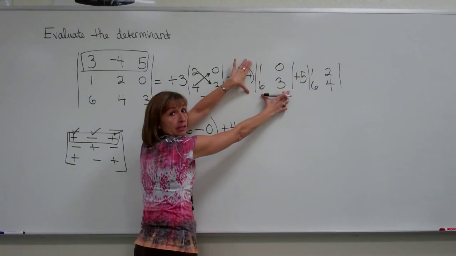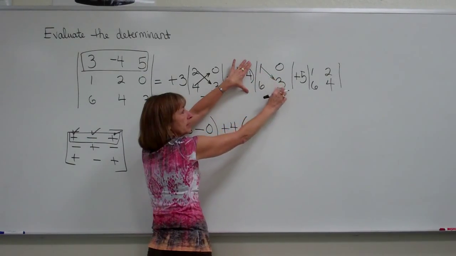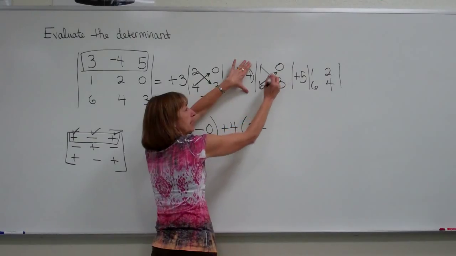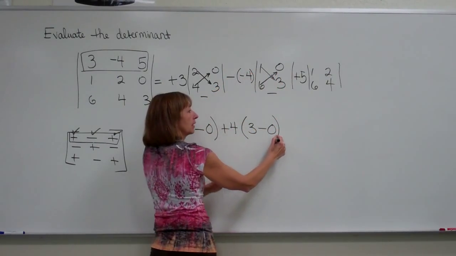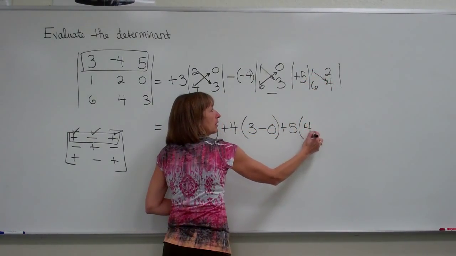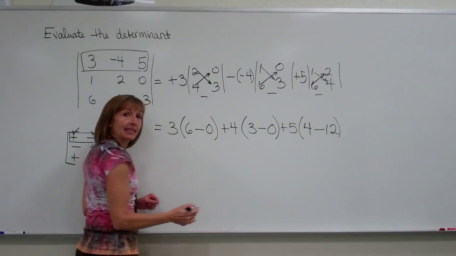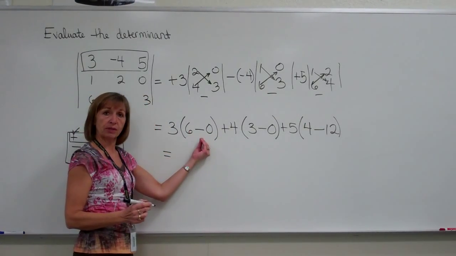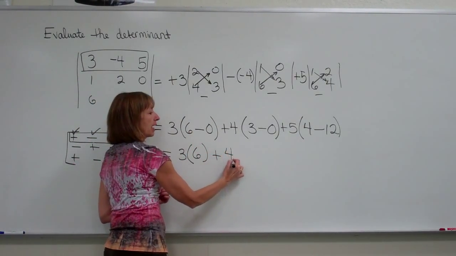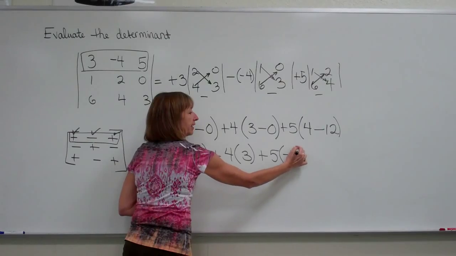And we're going to evaluate the determinant of the next 2 by 2. So remember, upper left to lower right, multiply those together. 1 times 3 is 3. Minus, for the formula of the determinant, multiply up the off diagonal. 6 times 0 is 0. And then plus 5 times 1 times 4 is 4, minus 6 times 2 is 12. Okay? Now we are going to do the operations within the parentheses. So I have 3 times 6 minus 0 is 6, plus 4 times 3 minus 0 is 3, plus 5 times 4 minus 12 is -8.